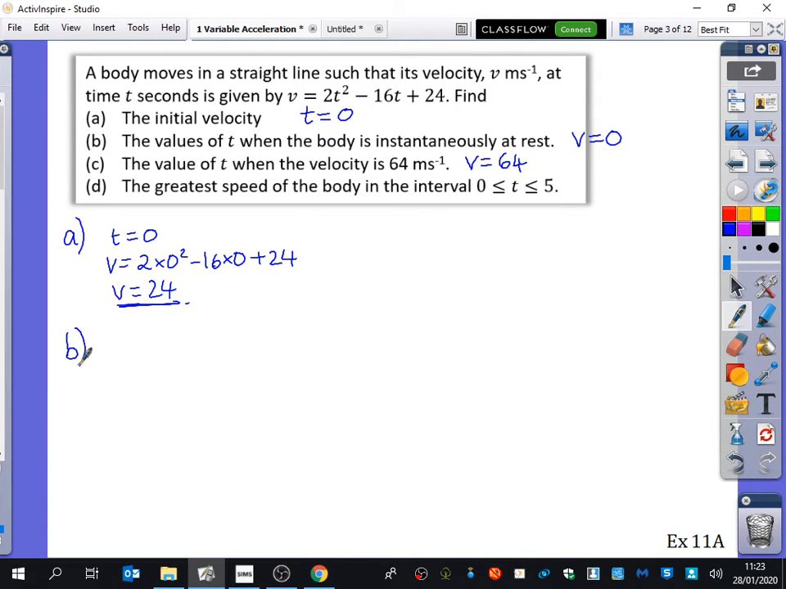Part B of the question, it says that v is equal to 0. So I'm going to say 0 equals 2t squared minus 16t plus 24. It's a quadratic. We can factorize this.